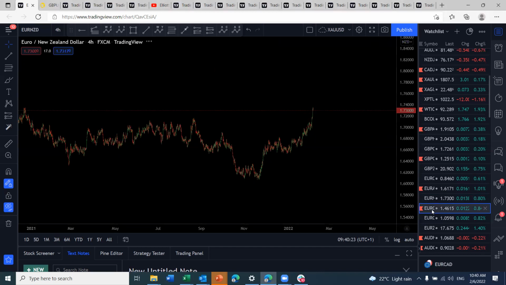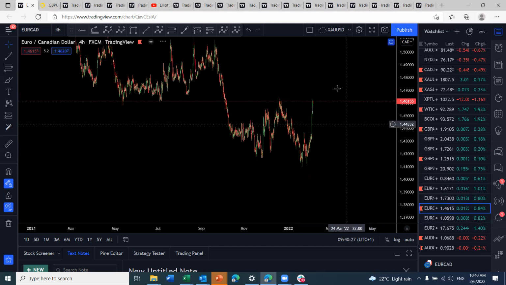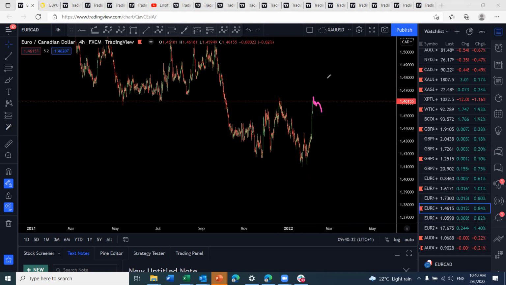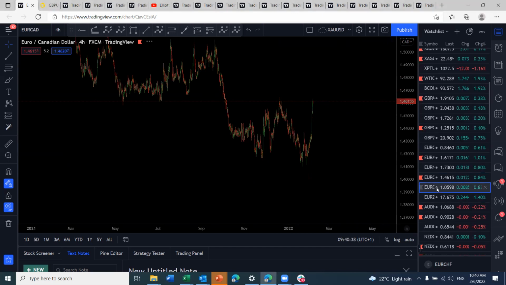Right, EURCAD, you've seen what we're expecting of Pound CAD. We expect this one to continue pushing to the upside. So it's consolidation here, and this to continue to the upside. That is up EURCAD. EURGBP.